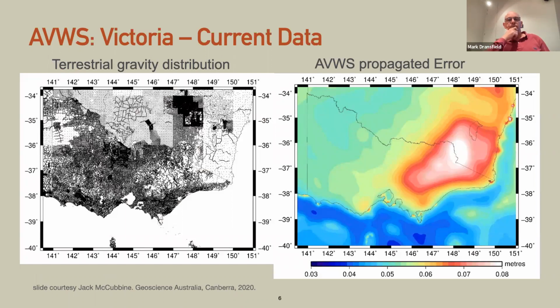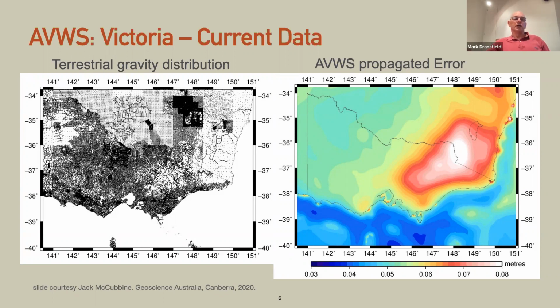So here's an example, courtesy of Jack McCubbin, looking at the geodetic application. On the left, you can see the terrestrial gravity distribution over southeastern Australia. Looks pretty good. And on the right, you can see the estimate of the error in the Australian vertical working surface, effectively the shape of the geoid. And you can see that there is an area, in red, white, and orange, that is significantly worse than the rest, and that we're trying to get rid of.